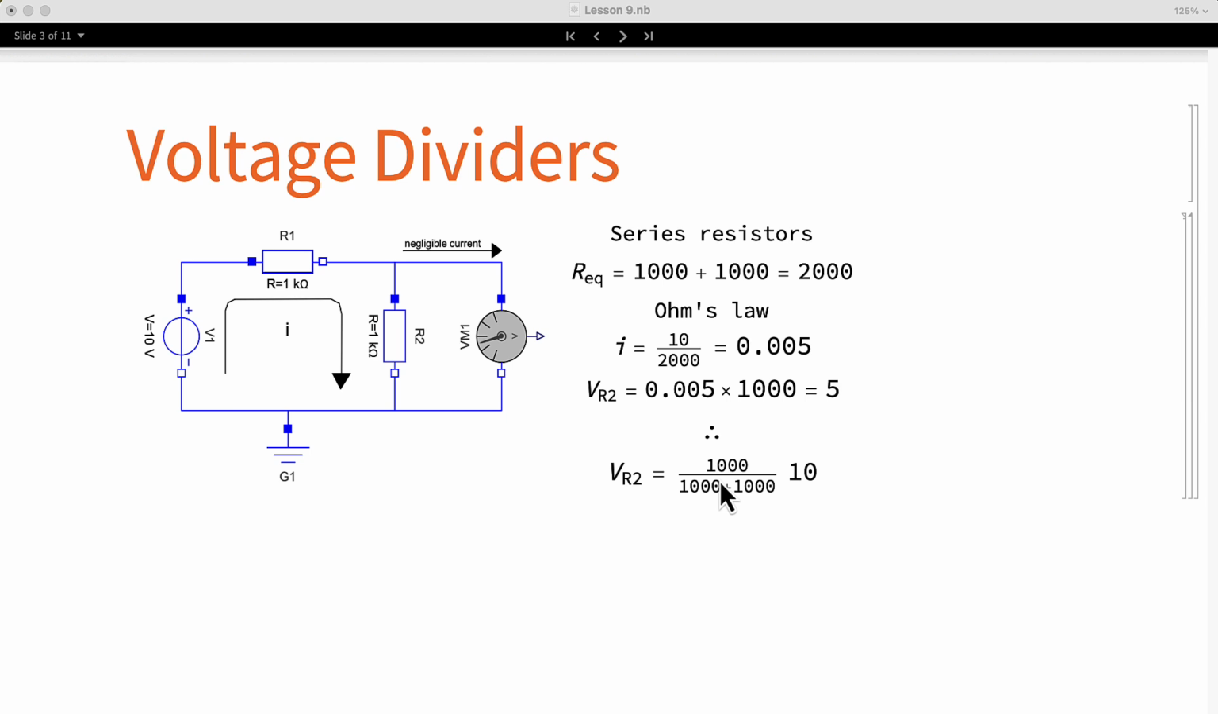If we use the voltage divider formula since the beginning, it's very easy to calculate. 1000 over 2000 times 10, which will give us the same result, 5 volts.